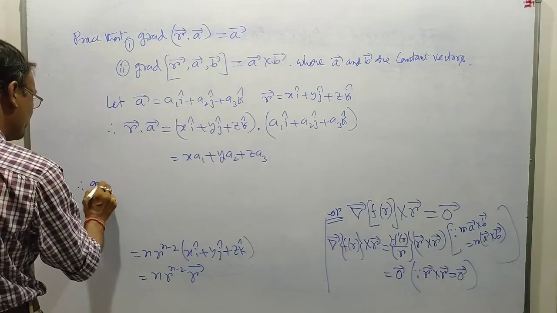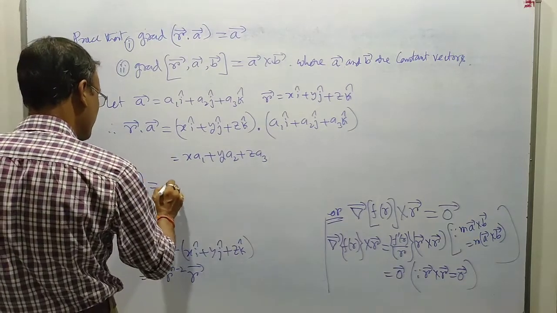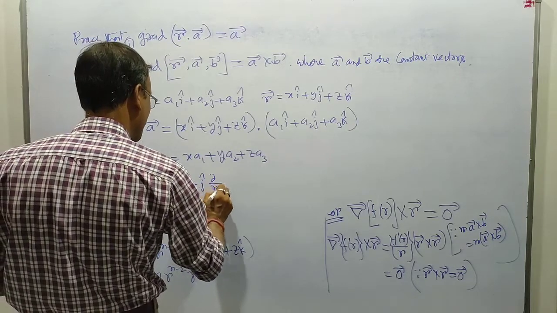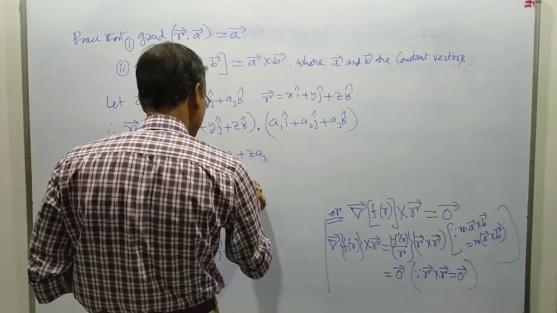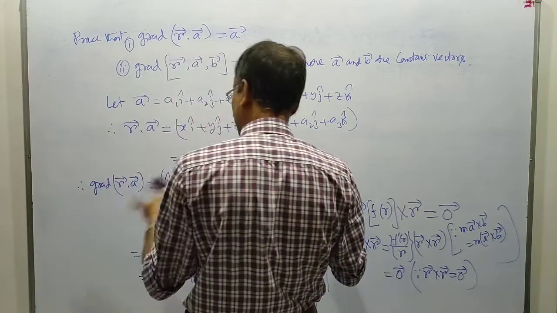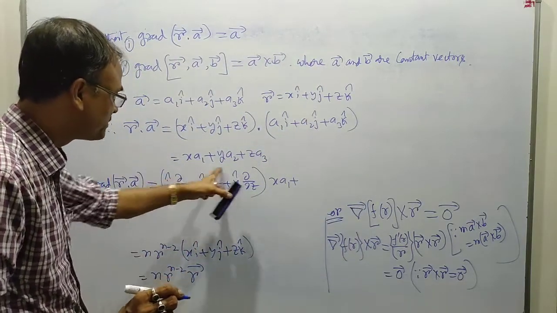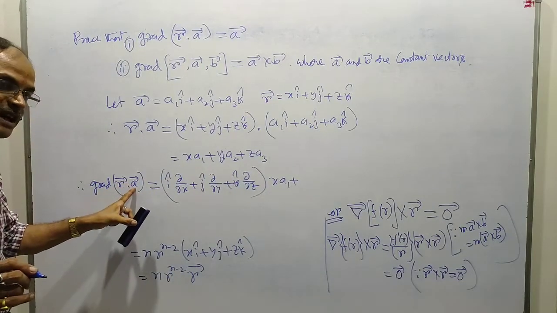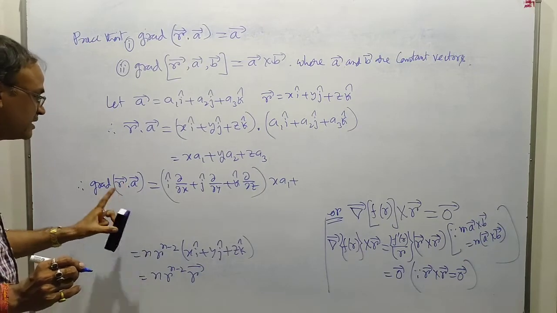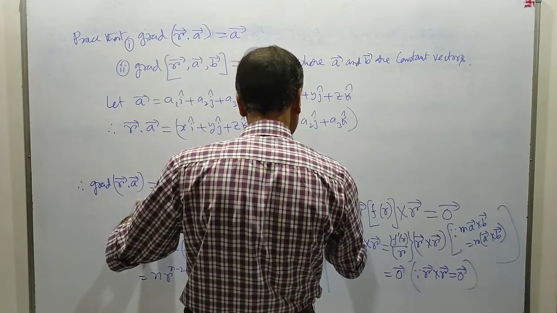Therefore, gradient of R vector dot A vector equal to i cap delta delta x plus j cap delta delta y plus k cap delta delta z of x A1 plus y A2 plus z A3. It must be scalar; you will have to find the gradient of a scalar function. R vector dot A vector, the dot product of vector functions, is a scalar. You always find a gradient of a scalar function. Mind me.